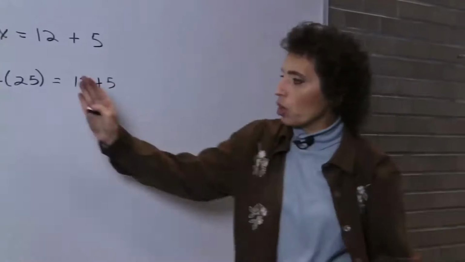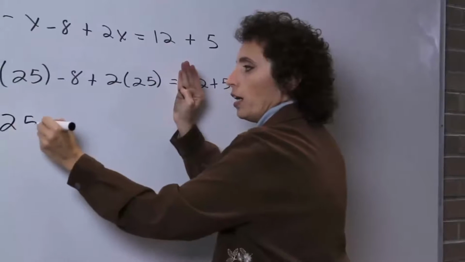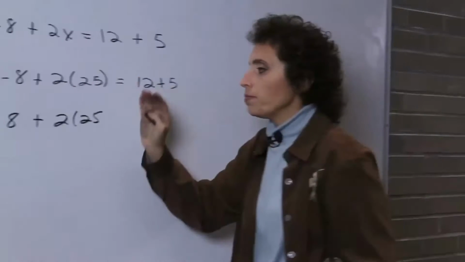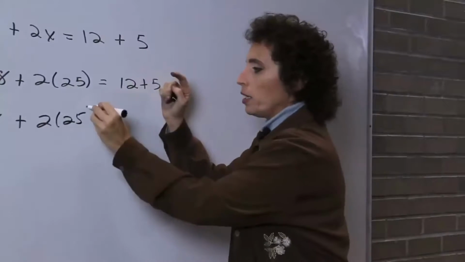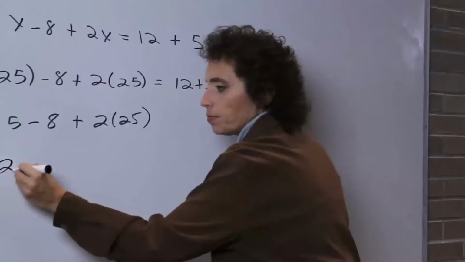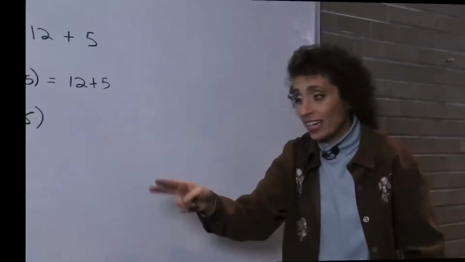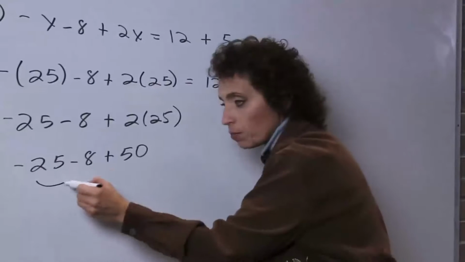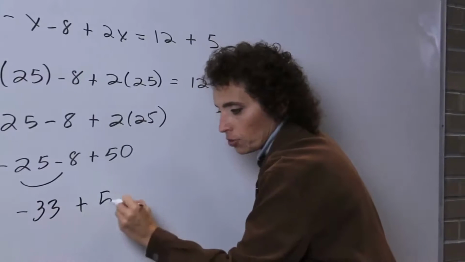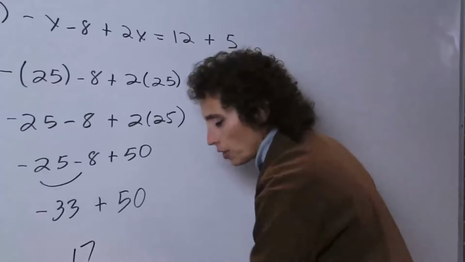Okay, decide on the side to start with. I just like to move left to right, so that's what I'm going to do. This is negative 25 minus 8 plus 2 times 25. Okay, order of operations tells me I have no parentheses, so I have no exponents, but I do have multiplication, so I'm going to do that. I'm going to just keep going on that side. Okay, so negative 25 minus 8, so I owe you 25, I owe you 8, negative 33 plus 50. So I owe you 33, but I have 50, so I have 17.